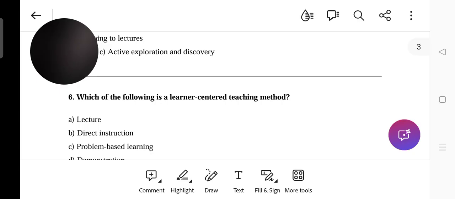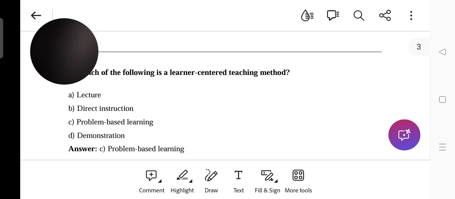So next question: which of the following is a learner-centered teaching method? Four options are there. Option A, lecture. Option B, direct instruction. Option C, problem-based learning. Option D, demonstration. The appropriate option is problem-based learning, because the question asked which of the following is a learner-centered teaching method. Learner-centered teaching method: problem-based learning.